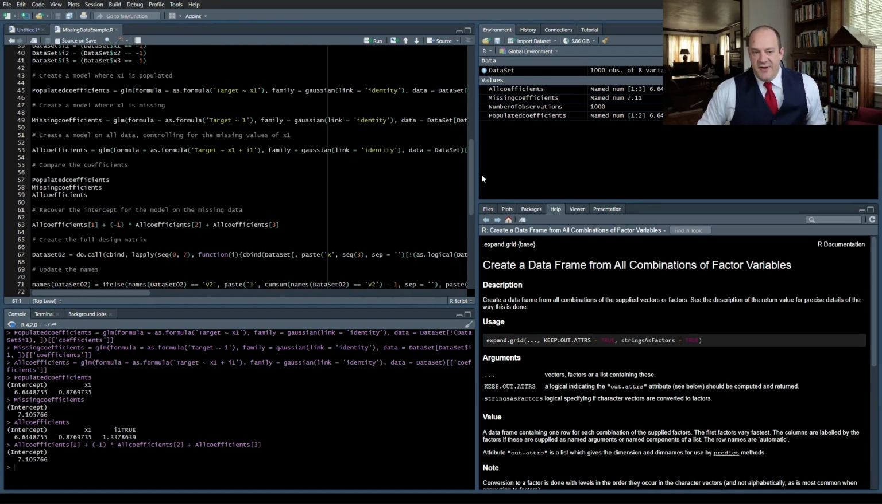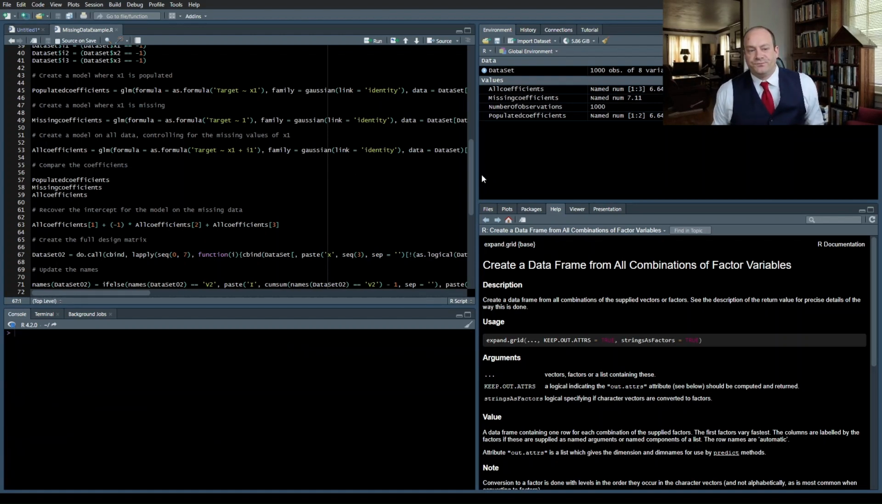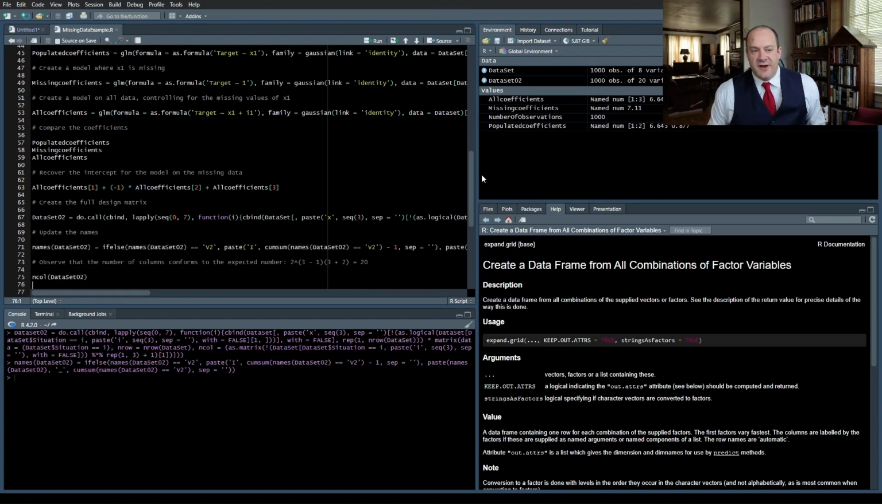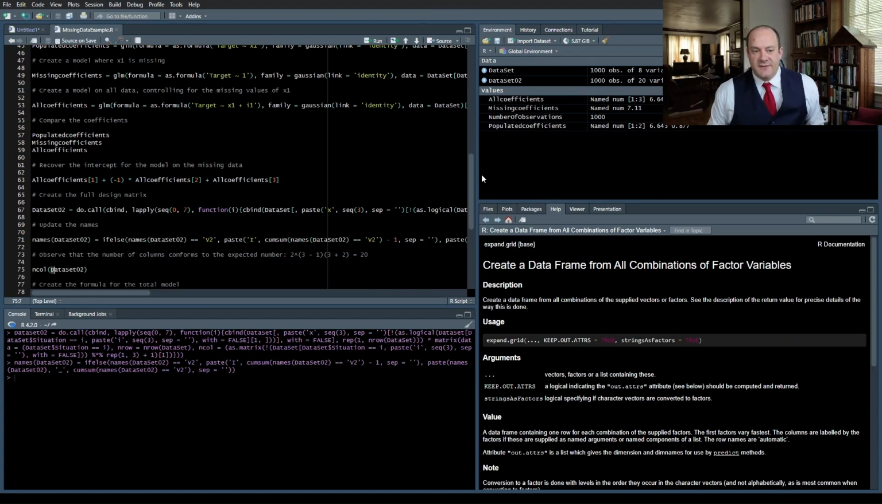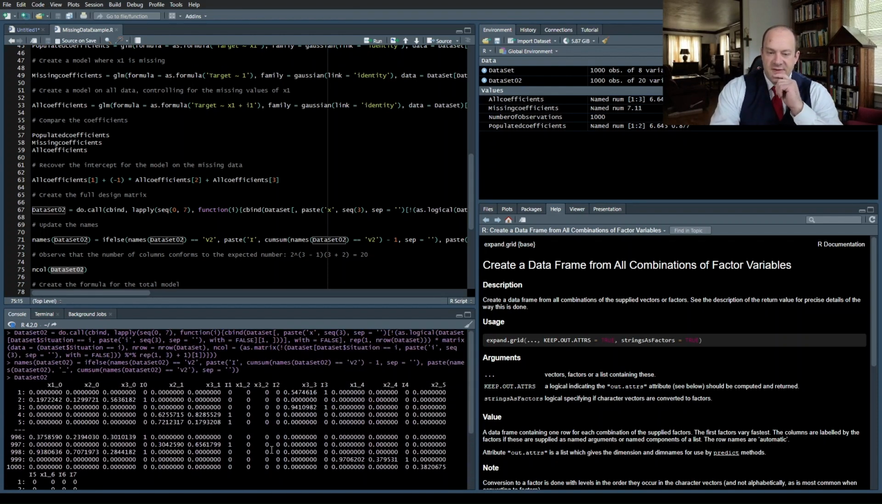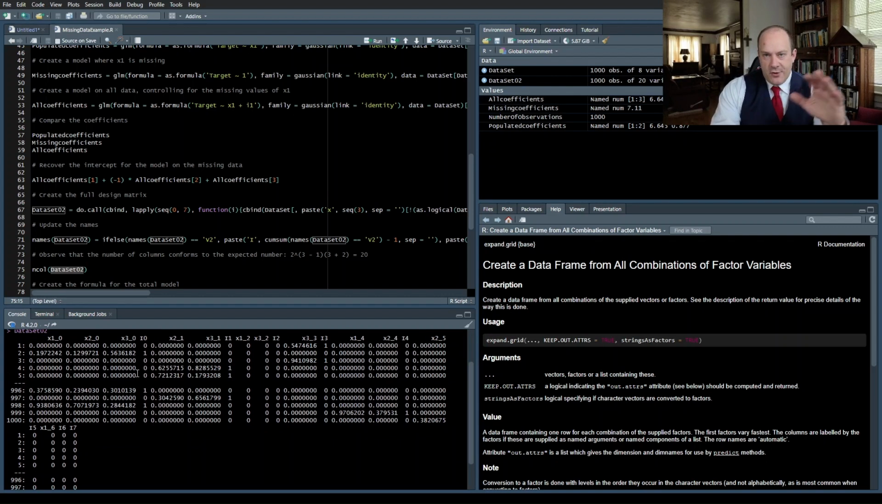All right, so here is where we create what I refer to as the full design matrix. And let's get those names. All right, so now let's take a look at what this looks like in practice. So you can see here all of the different possibilities. So here are the columns for when everything's populated. So we've got a column for each of our 3 variables, and then one for our intercept term.